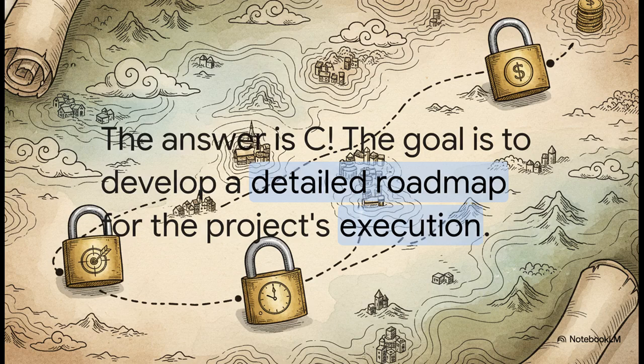Planning is all about building that detailed roadmap. By the end of this phase, you must have your baselines totally locked in. Your scope baseline, your schedule baseline, and your budget baseline. That roadmap becomes the gold standard you'll use to control the rest of the project.